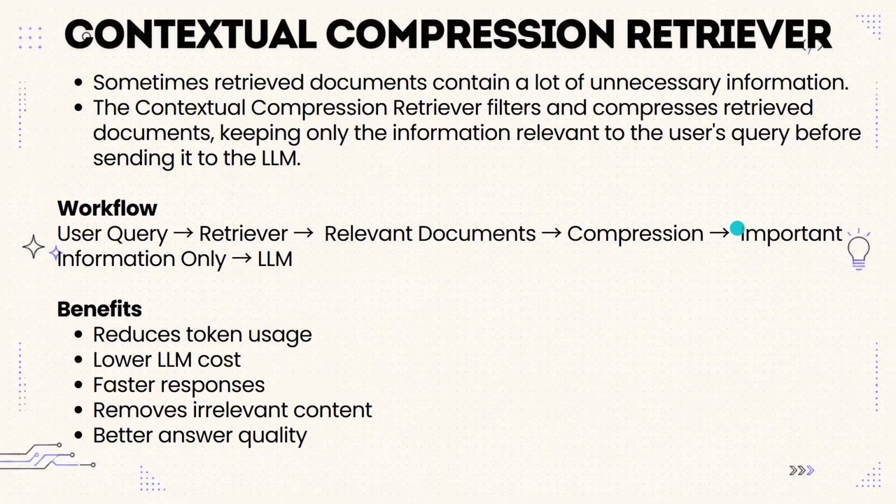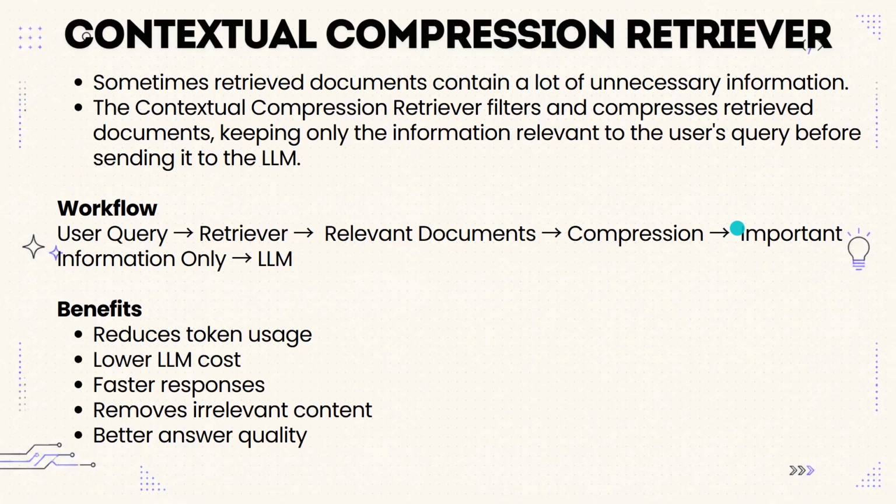It first retrieves a document, then it analyzes which sections are actually relevant to the user's question. Everything else is removed. Only the important paragraphs are sent to the LLM. Think of it like highlighting the most important lines in a textbook before giving it to someone. This reduces token usage, lowers the cost, and improves the answer quality. It's especially useful for large legal documents, policy manuals, research papers, and enterprise documentation.